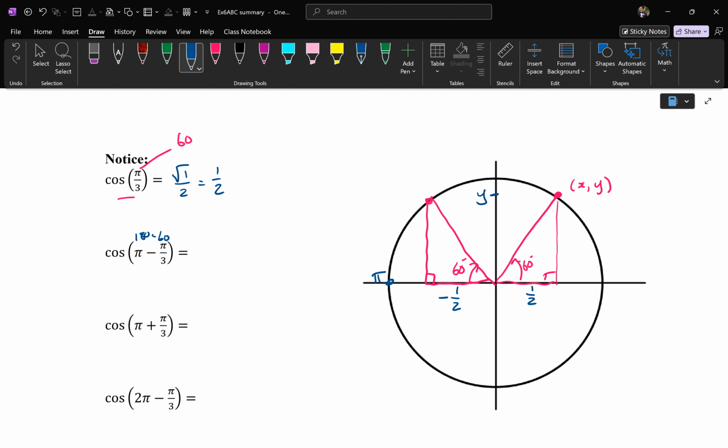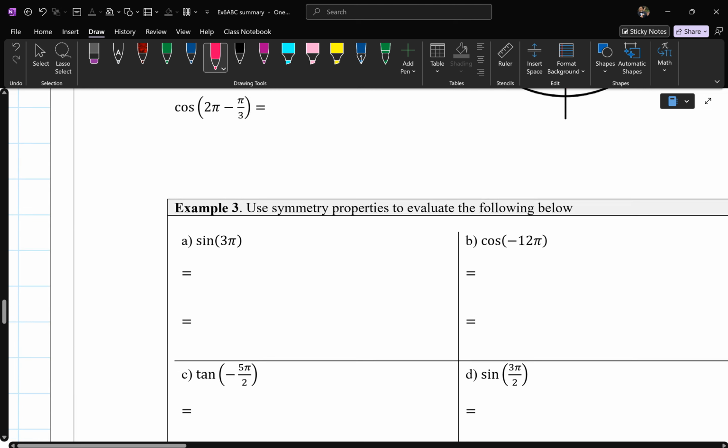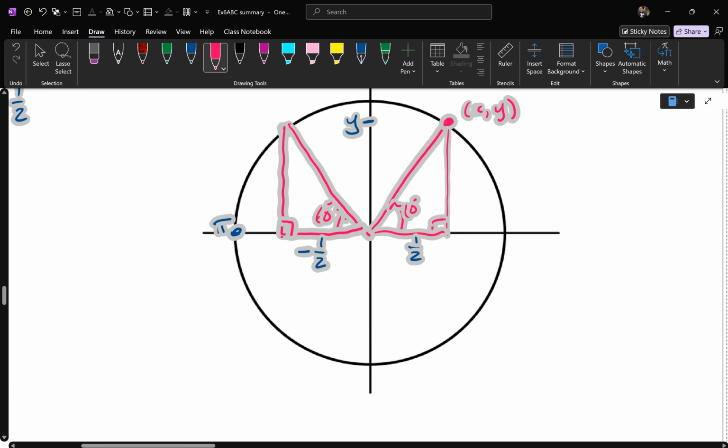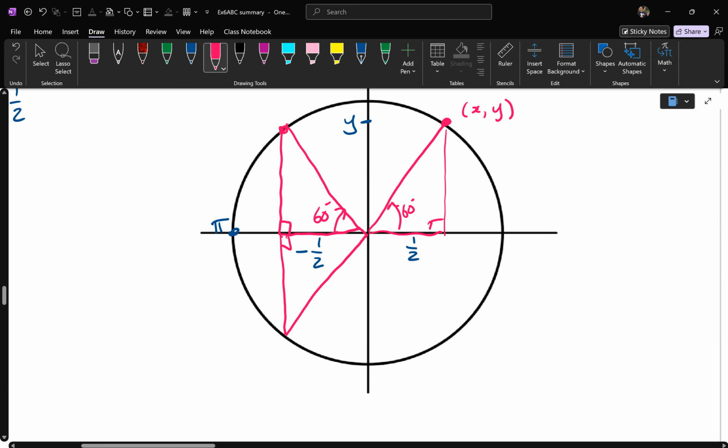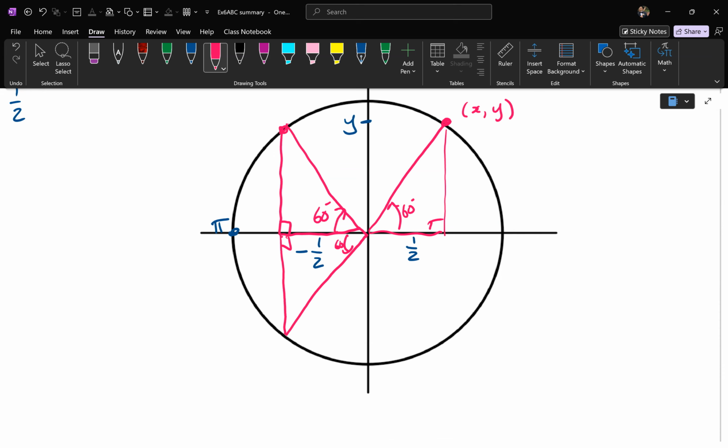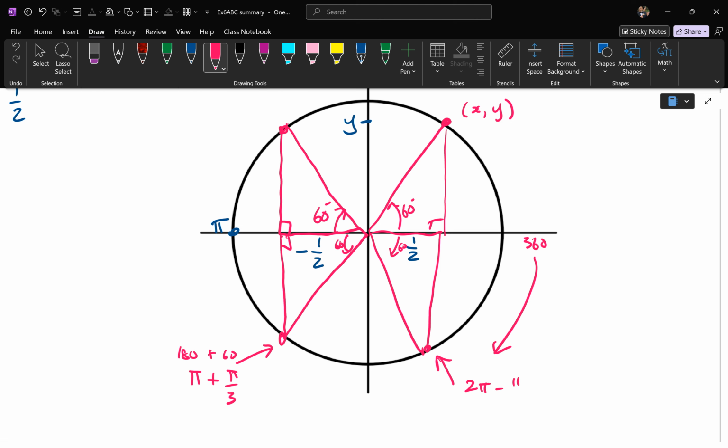Then you look at this one. Why is it plus? Because starting at 180, if I added 60 degrees, I'm now in the third quadrant. So really, symmetry property is all about you drawing that same triangle 4 times. It's 60 here, it's 60 this way, and you get those 4 different points. This point here is the result of you doing pi plus pi on 3, or 180 plus 60. The result of this point was you starting off at 360 degrees and then minusing back by 60. So that means it's 2 pi minus pi on 3.